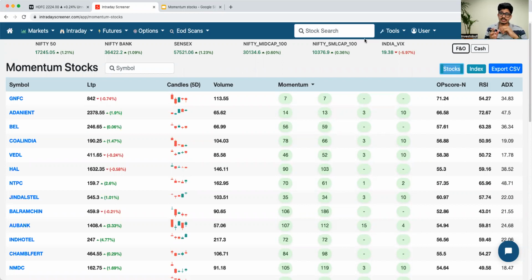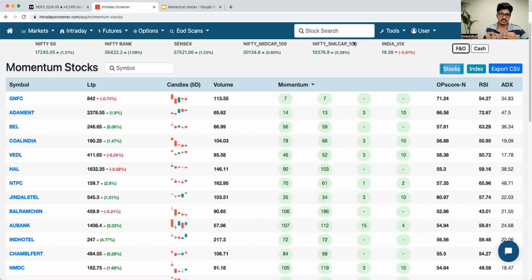Today we are going to discuss momentum stocks. It is one of the most useful features in Intradayscreener. So without any further ado, let's get into the video. I hope everyone is able to view my screen. So this is the interface of momentum stocks.